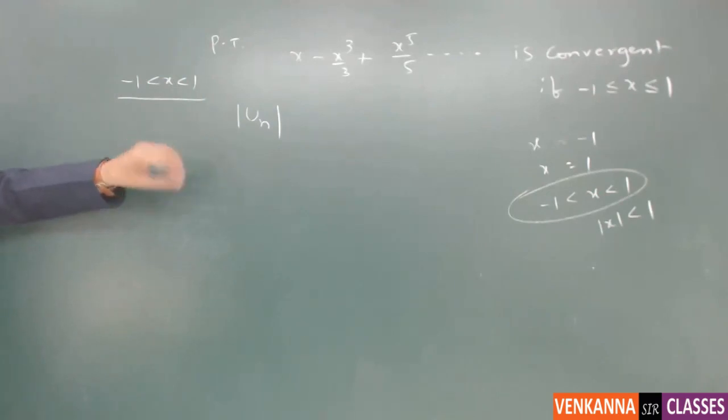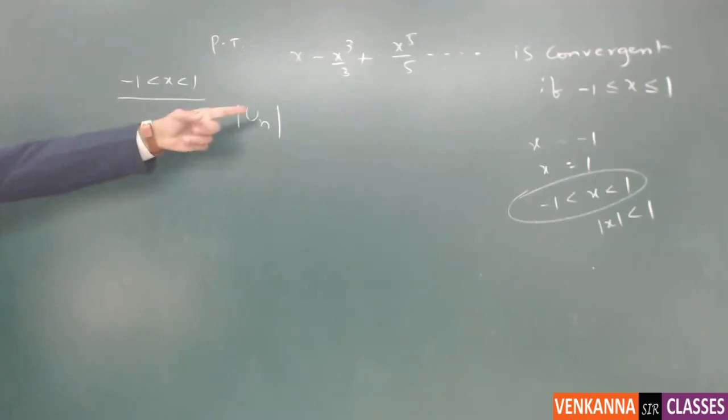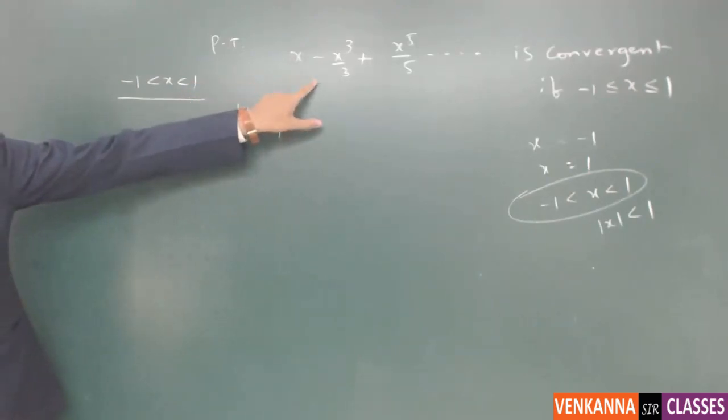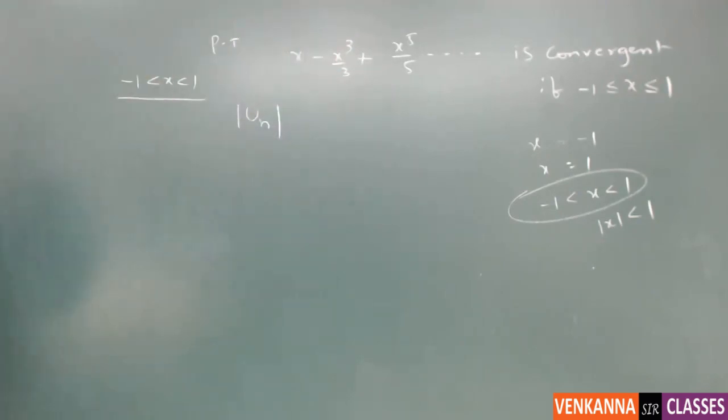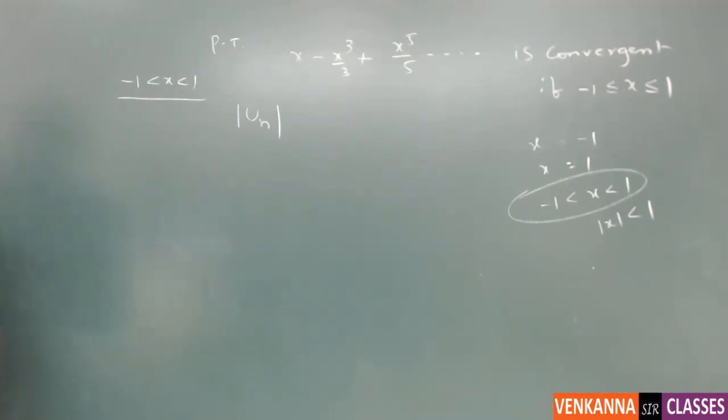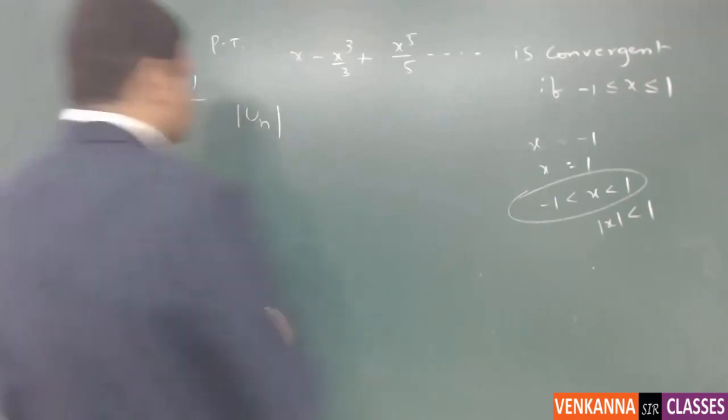Because by applying modulus, if I am able to say that it is convergent, since it is absolutely convergent, the alternating series will be convergent automatically. Clear? So there is no need to apply any other test separately. That's why, as and when the case is minus 1 less than x less than 1, I am considering mod un apart from taking Leibniz test.